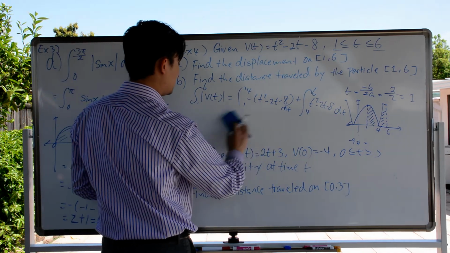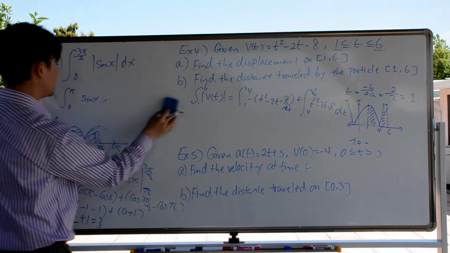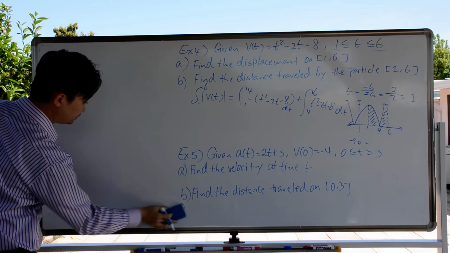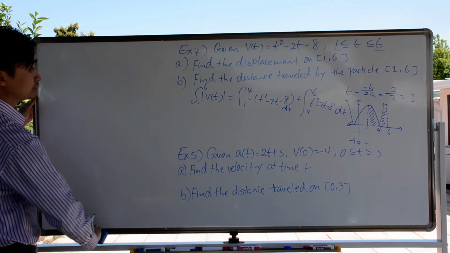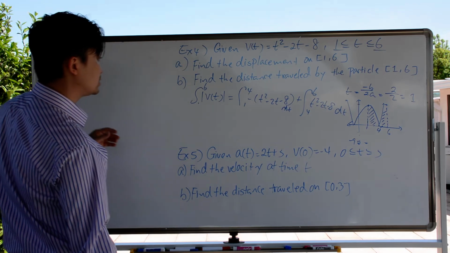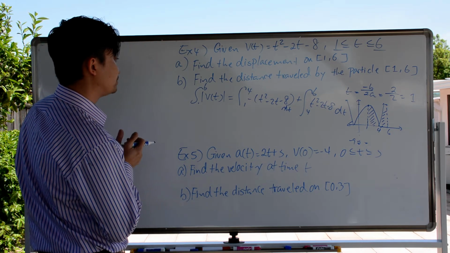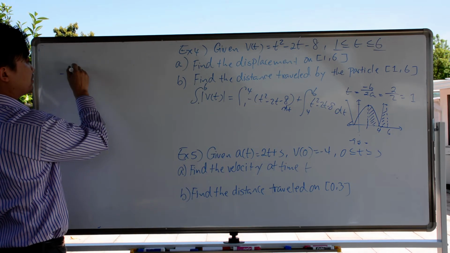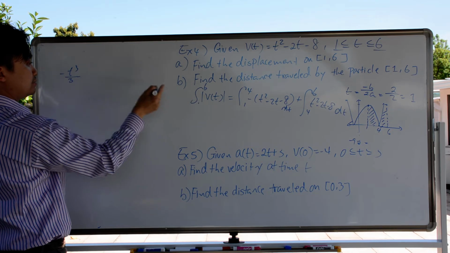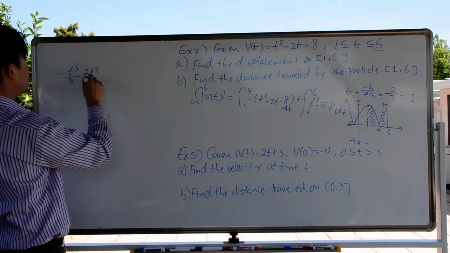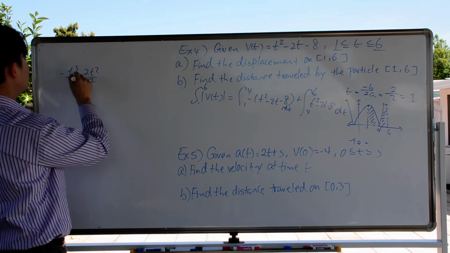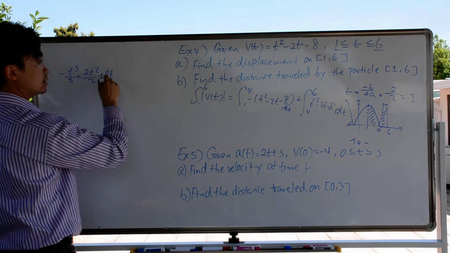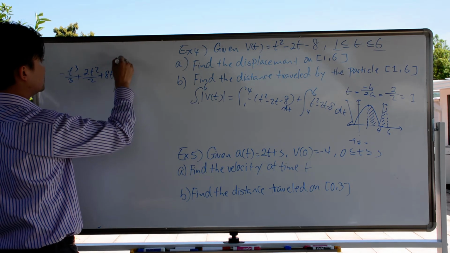Okay, so now let's integrate it. I need more space, so let's just do it right here. So the integral from 1 to 4 turns out to be negative t to the power of 3 over 3. Negative, negative, so positive 2t squared over 2. Okay, so this one's positive. And then negative, negative, positive, so plus 8t. And then it goes all the way from 1 to 4.